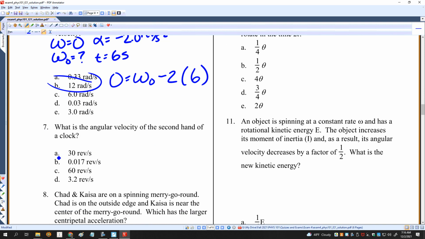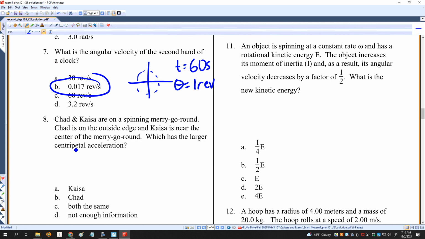What is the angular velocity of the second hand of a clock? Second hand of a clock, that thing goes around once every 60 seconds, and theta is 1 revolution, so 1 divided by 60 is 0.016, 0.017.